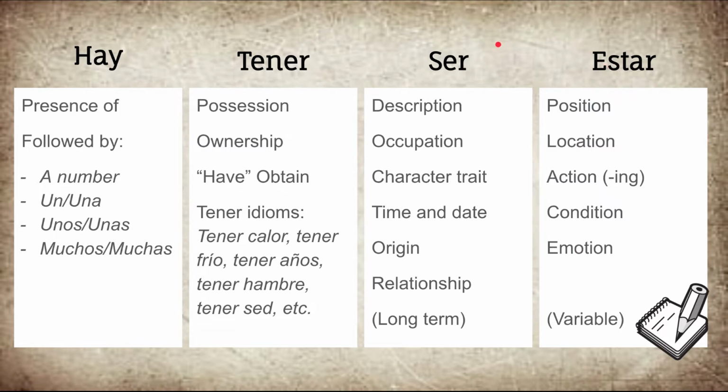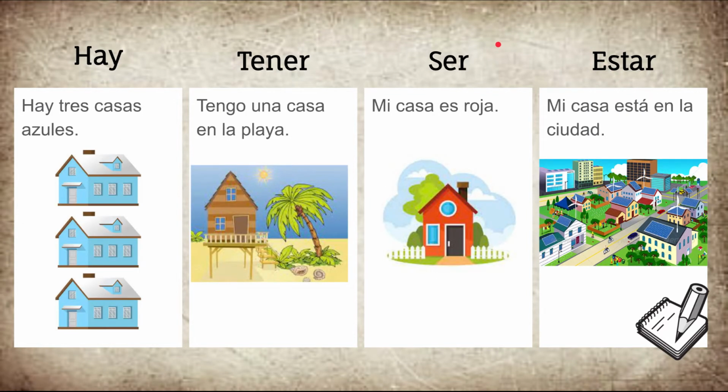Ready for some examples? Here they are. Hay ejemplos. Okay, so hay 3 casas azules. In this case, you are only stating the existence or presence of 3 blue houses. Tener. Tengo una casa en la playa. In this case, you are literally indicating that you possess, you own, or you have a house at the beach.